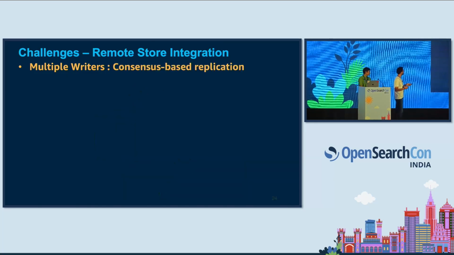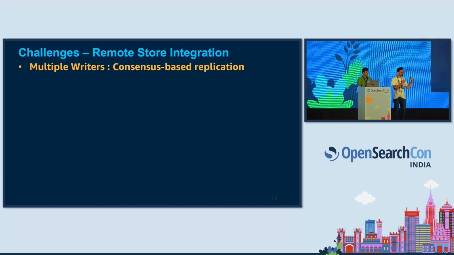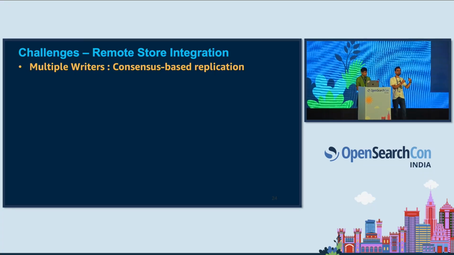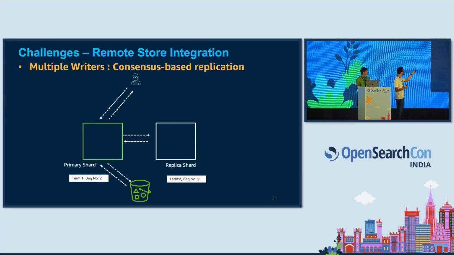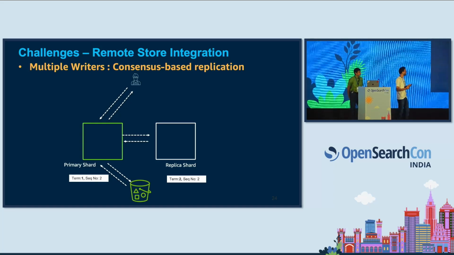So for that, we introduced something called consensus-based replication. Earlier what we saw is that whenever the write request comes, primary did not talk to replica at all. But with the consensus-based replication, we added that part where whenever the primary gets the request, before uploading data to the remote store, it checks with the replica, hey, am I still primary for you, right? This is called primary term validation as well. But this is not as expensive as the original replication call. This should be very quick. Just checking that, okay, this is still primary.